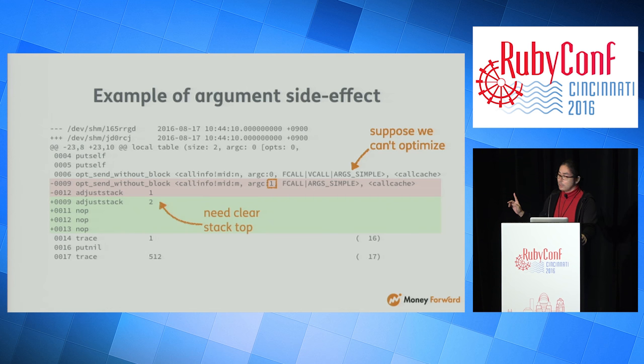For instance, in this example, we call a method M with its argument N. If a method takes arguments, then that argument might have its own side effects. So even when we can eliminate a method call, its argument must remain untouched. So we have to fix the stack state. The argument is pushed on the stack. Then send is eliminated. We have to pop that variable.